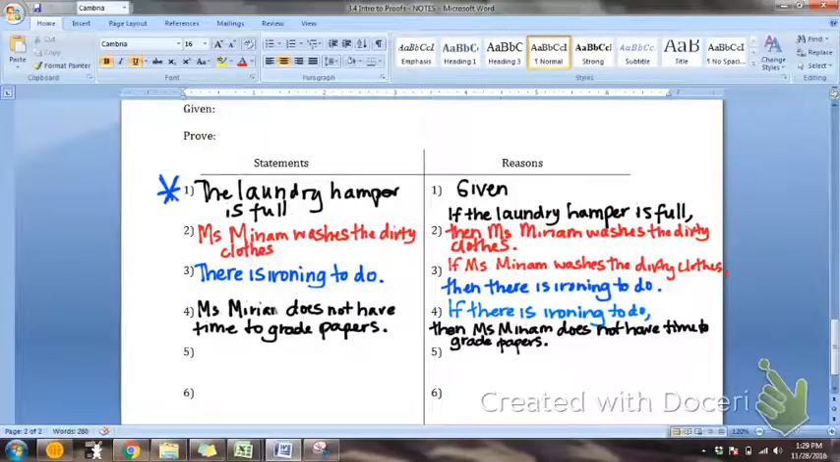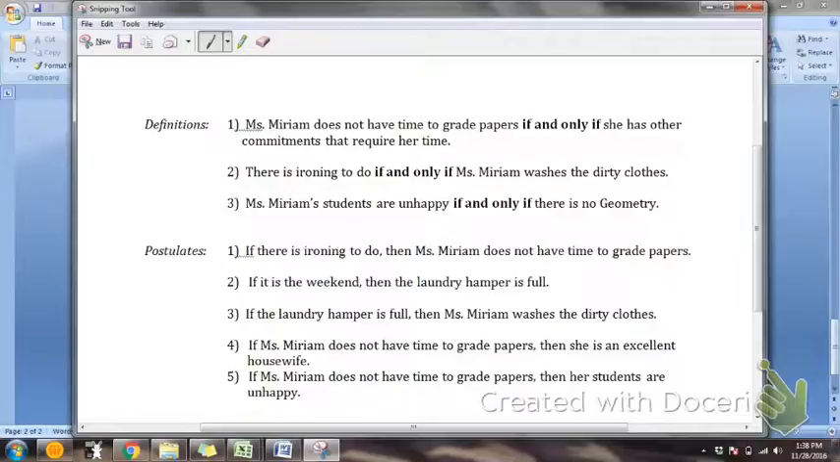So let's look at number 5. I finished with not having time to grade papers. So where else do I go if I don't have time to grade papers? Postulate number 5. Then her students are unhappy. So we've already said Miss Miriam does not have time to grade papers. But hang on just a second. Brianna says, hey, wait, there's number 4. Miss Miriam does not have time to grade papers, that she is an excellent housewife. That's right, because I'm busy doing laundry.